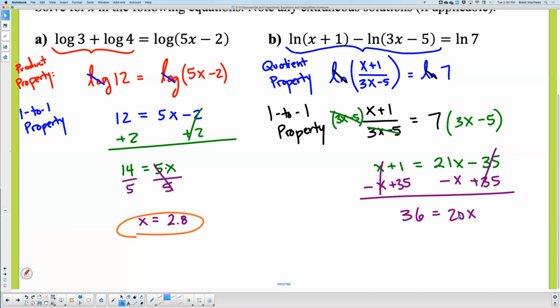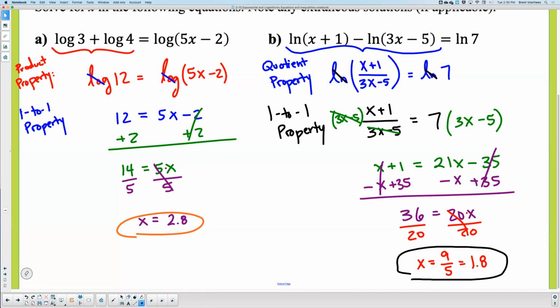To isolate this x, that 20 is multiplying. Let's divide by 20. Okay, again, you can change this to a decimal. You could leave it as a fraction. I know 4 goes into both numbers. 4 goes into 36 how many times? 9. 4 goes into 20 5 times. If you want to divide, 5 goes into 9 once with the remainder of 4. Add a 0. 5 goes into 40 8 times. The answer is 1.8.